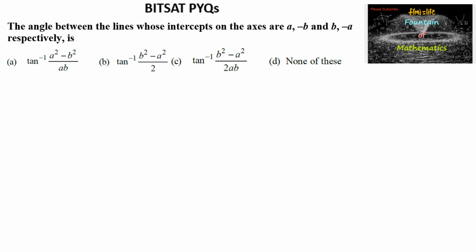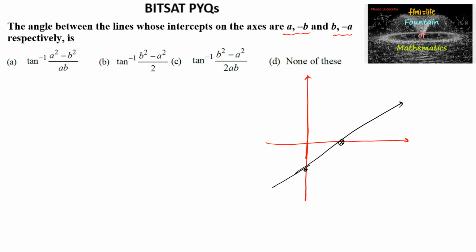We need to find the angle between the lines whose intercepts on the axes are (a, minus b) and (b, minus a). Let us see the diagram. Let us consider a and minus b: the x intercept is a and the y intercept is negative b. So let us consider this is a line. We can write the equation of this line as x upon a plus y upon minus b is equal to 1. So x upon a minus y upon b is equal to 1 is one line equation.